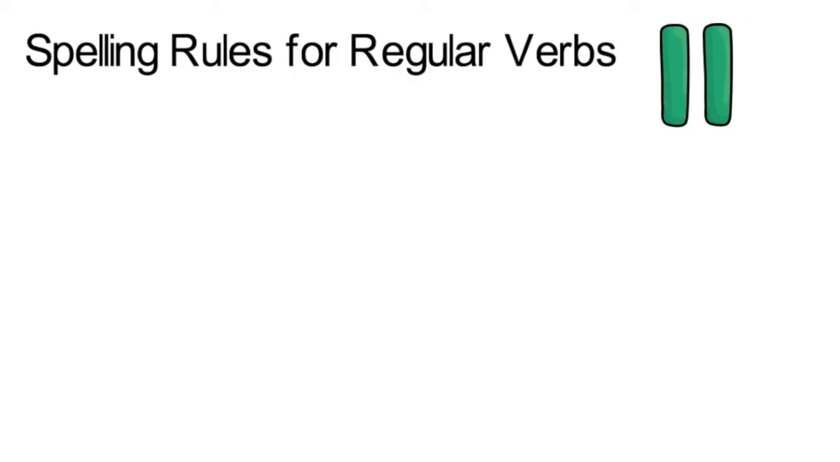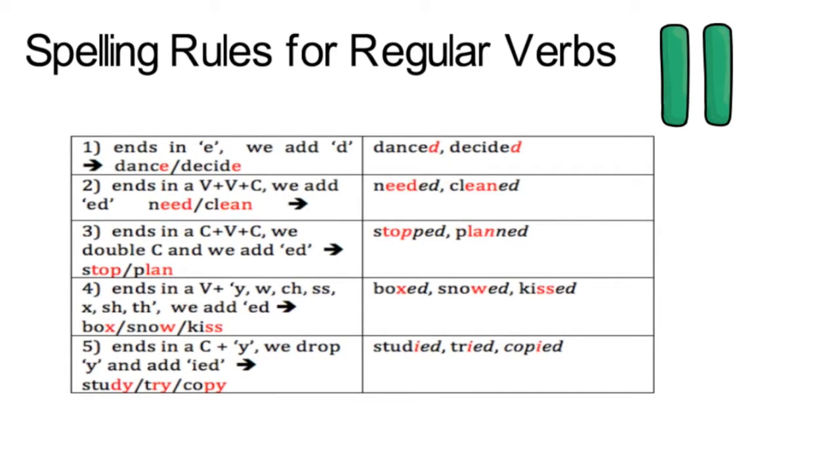Pause the video if you want to make your own notes using this chart. If a verb ends in E, we add D. Dance becomes danced. Decide, decided. If a verb ends in a vowel-vowel consonant, we add ed. Need becomes needed. Clean, cleaned. If the verb ends in a consonant-vowel consonant, we double the consonant and add ed. Stop becomes stopped. Plan becomes planned.